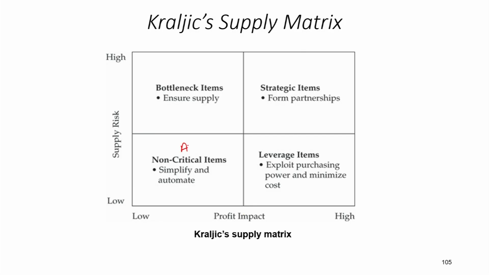Quadrant 1 or A, these are non critical items, profit impact is low and there is no supply risk also. So, these items we can simply automate. Let this be done by the computer.